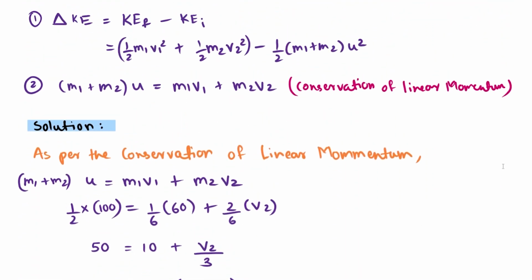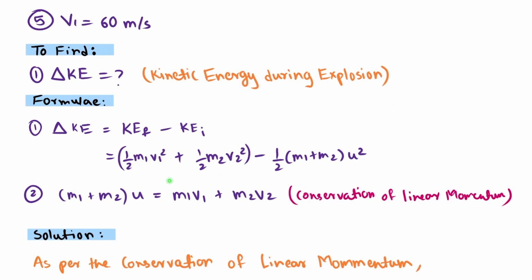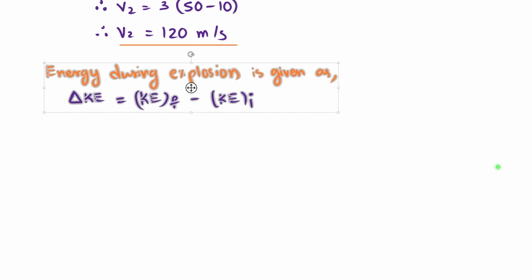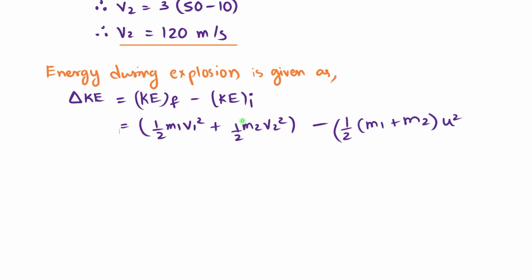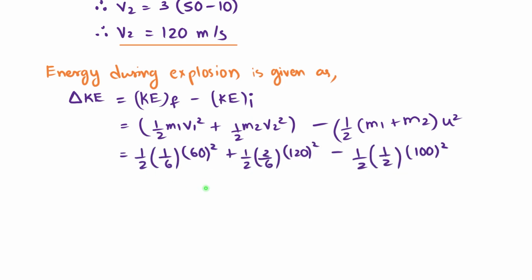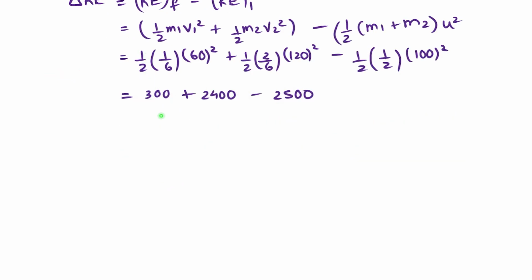Now that we have calculated all the quantities required to calculate the difference in energy, let us quickly calculate the difference in energy as well. The energy supplied during the explosion must be the energy gap between the final and the initial energies. So simply substituting the values into the formula, we get an expression, and if we solve this expression further, we get a simpler expression, that is 300 plus 2400 minus 2500, and if you solve this, we get the difference in energy to be 200 joules.